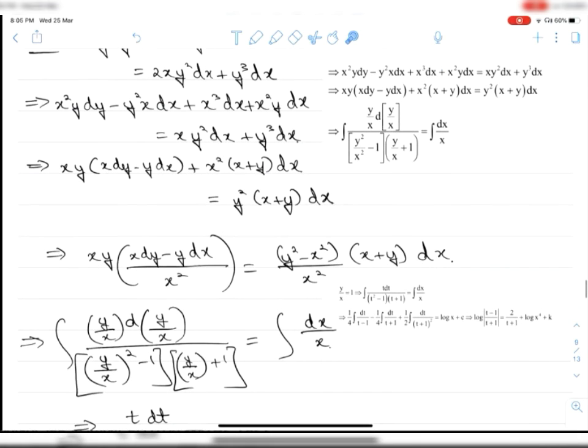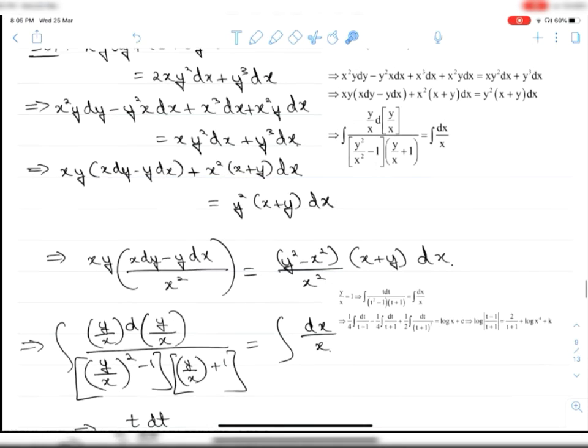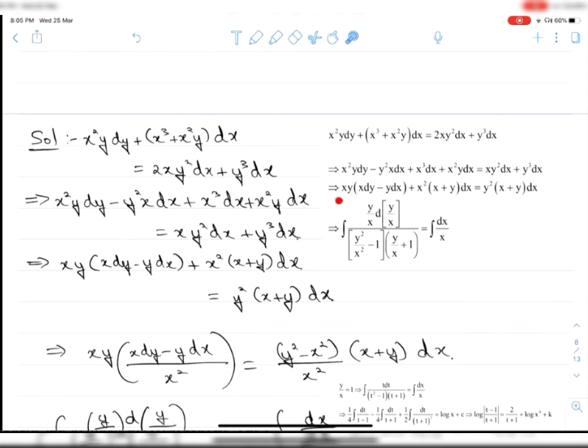After this part, we can manipulate it in this one. xy times of x dy minus y dx by x square, dividing it by x cube, equal to y square minus x square by x square times of x plus y into dx. Dividing it by x cube here and there. You observe this, I can write it in terms of y by x whole square minus 1 form. And this x plus y and this x also I can combine, and I can write it as 1 plus y by x. So fine. After simplification, it will be converted into this form. Integral y by x d of y by x by y by x whole square minus 1 into y by x plus 1 is equal to integral dx by x. And then we can go for solving this.